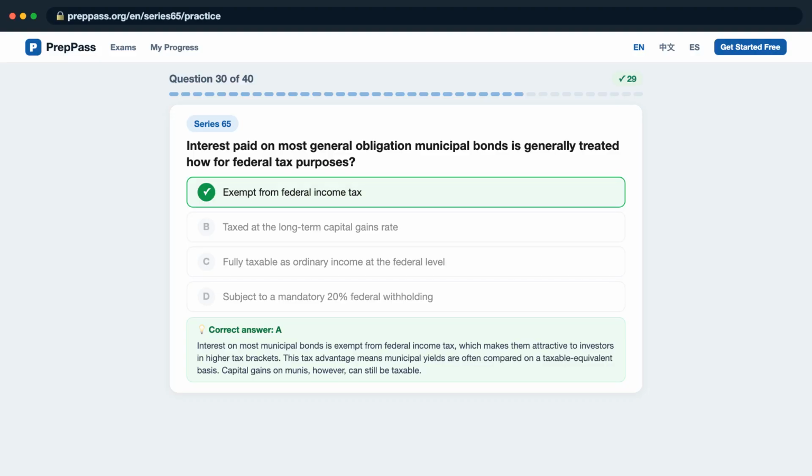which makes them attractive to investors in higher tax brackets. This tax advantage means municipal yields are often compared on a taxable equivalent basis. Capital gains on munis, however, can still be taxable.